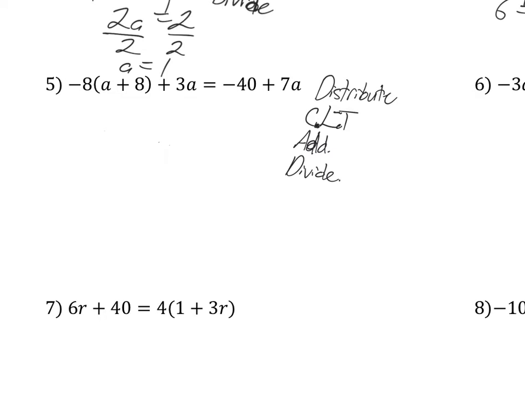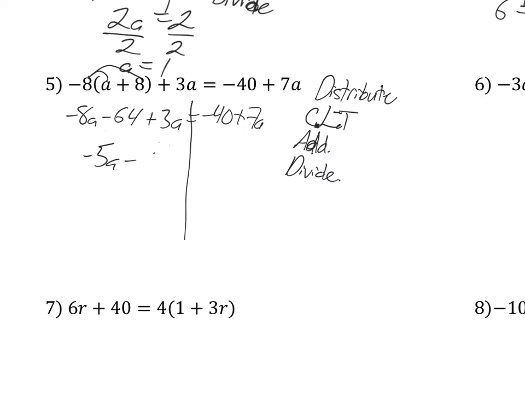Very first thing, I want to distribute because I have parentheses, so I'm going to distribute this 8 to both of these. So I have -8a minus 64 plus 3a equals -40 plus 7a. Now I can combine like terms. Combine like terms one more time just means we are putting together things that look the same on the same side of the equal sign. So -8 and 3, that is -5a minus 64 equals -40 plus 7a.